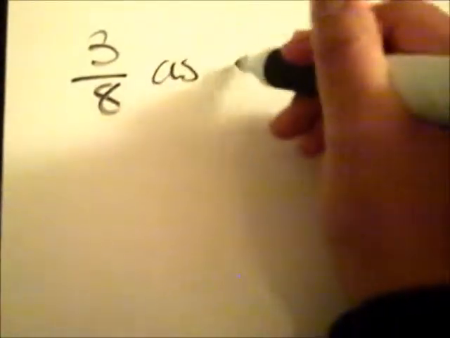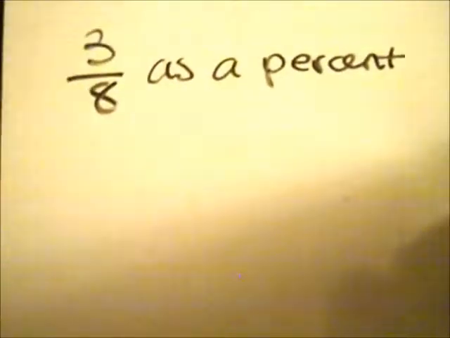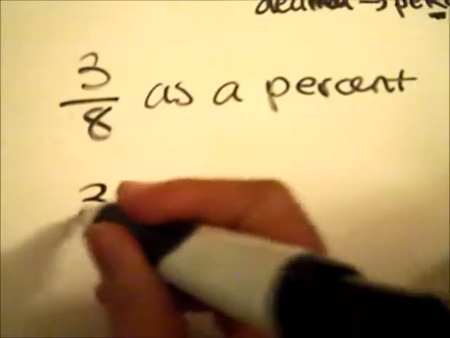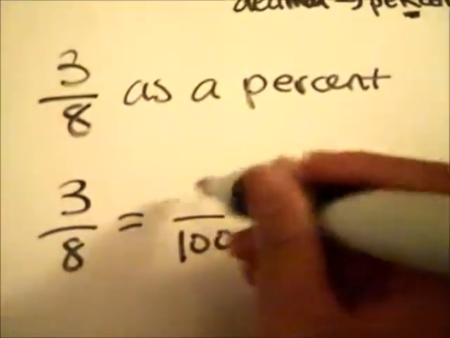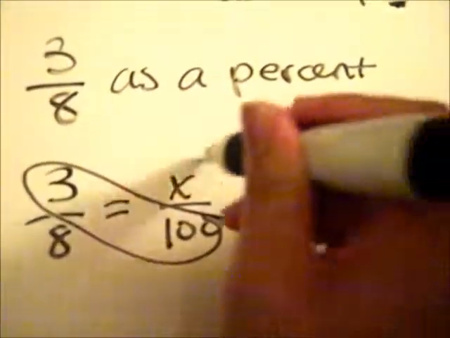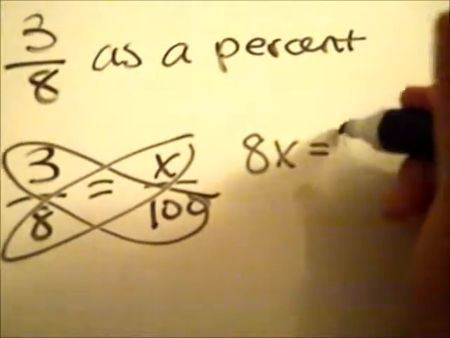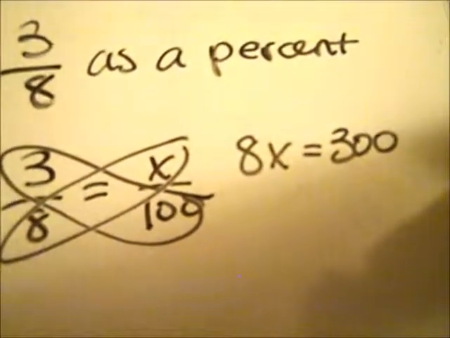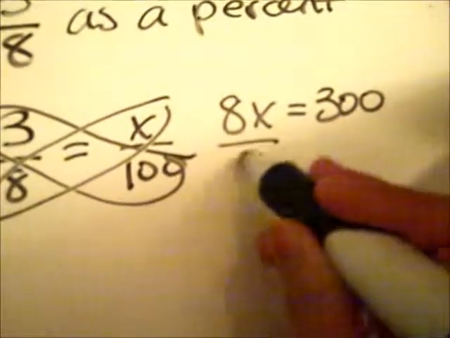Let's do a fraction, 3/8. And let's write this as a percent. Okay, 2 ways of doing it. First way, we can do it with proportions. 3/8 is equal to some percent over 100. Let's just say it's x. Okay, to do this we have to cross multiply. So we get 8x is equal to 300. And then we would need to get x by itself, so we would need to divide by 8 on both sides.